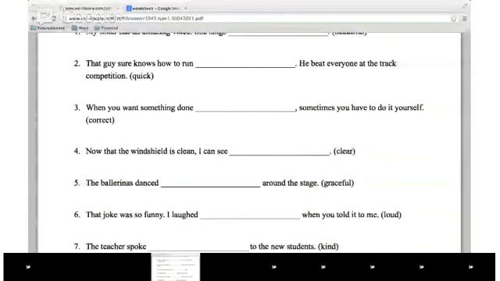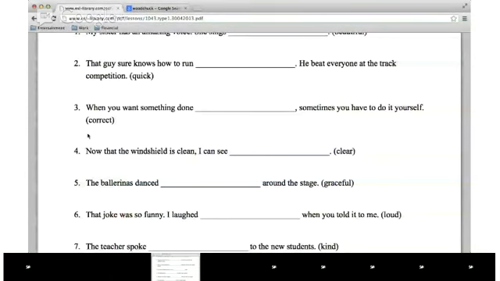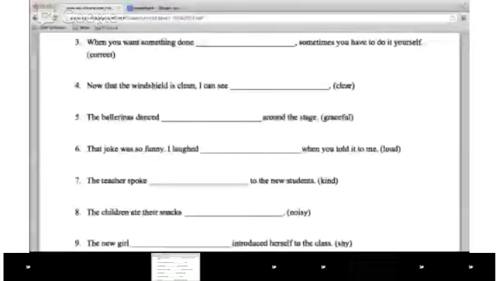All right, number 3. Number 3 is for Mehdi. Mehdi, are you there? Make sure that your microphone is not muted. How about Jose Guillermo? Number 3, please. When you want something done correctly, sometimes you have to do it yourself. Yeah, correctly would be good.